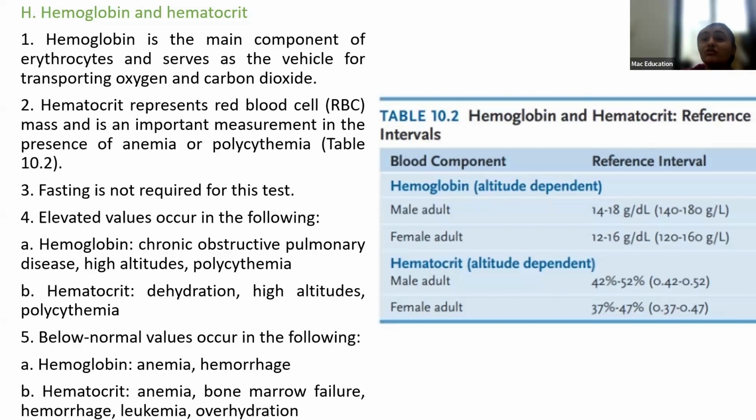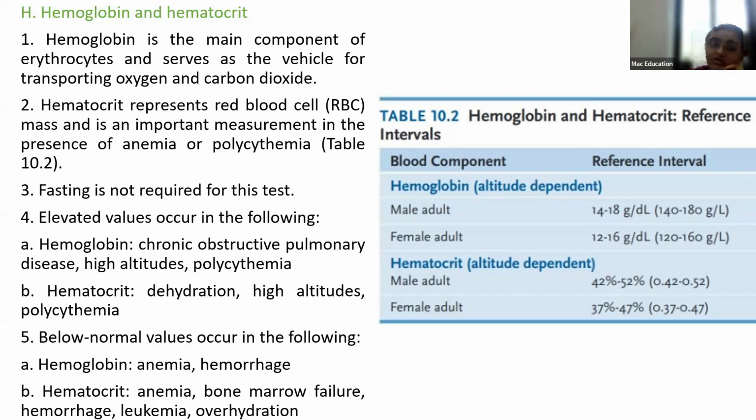In which conditions will the hematocrit be high? Dehydration, high altitude and polycythemia. In blood loss, will the hematocrit be high or low? Low, because along with the fluid, the blood is also being lost. Only in conditions when only fluid is lost will the hematocrit be high. Understood?